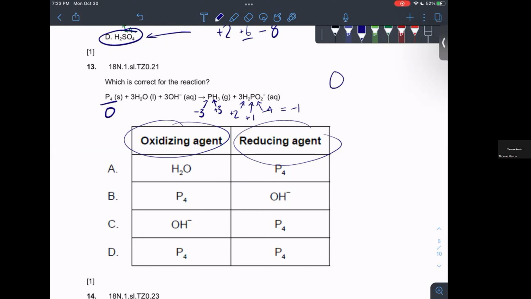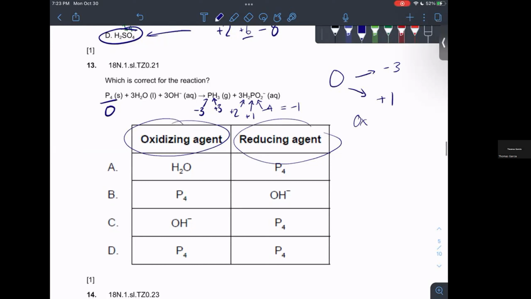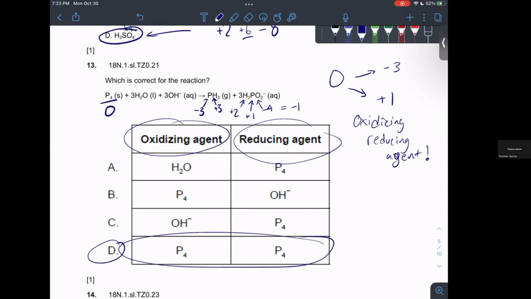So phosphorus is going to be a +1. It goes from 0 to -3, so it's being reduced, but also 0 to +1, so it's being oxidized. Well, then it's both. It is both the oxidizing and reducing agent. So D, the only answer that has it as both.